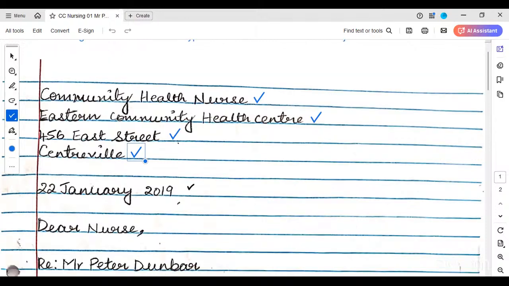Then next, the date, 22nd January 2019. So this is the day. Now the 22nd January 2019. Yes. So you're writing this letter. Fine.